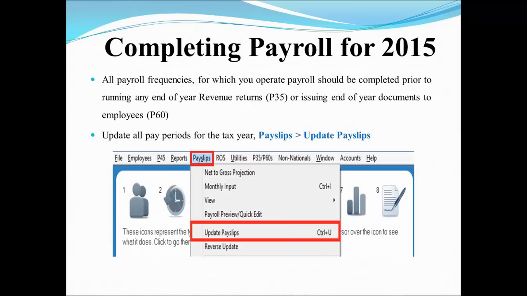So just to get started then, the first thing you really need to make sure that you have finalised before you would commence any of your year-end returns, your P35 or your P60s for your employees, would be to ensure that you have all pay periods for the tax year finalised or updated. So under the Payslips menu, you have the option to update Payslips. It is important that this would be done for the final pay period for each pay frequency.